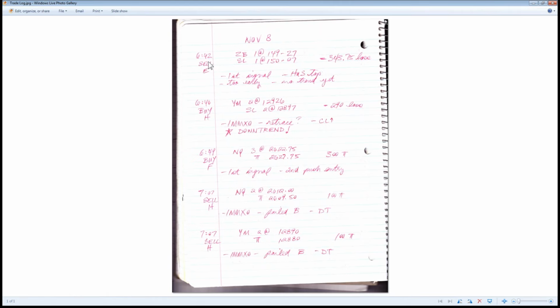You'll notice the time, 6:42, that's Pacific time, of course. My least favorite time of the day to trade. How did I come to that knowledge? Well, I had several losing trades at quarter to the hour.